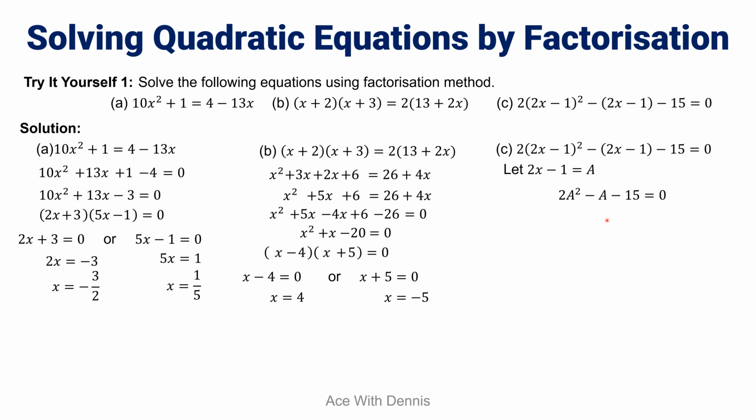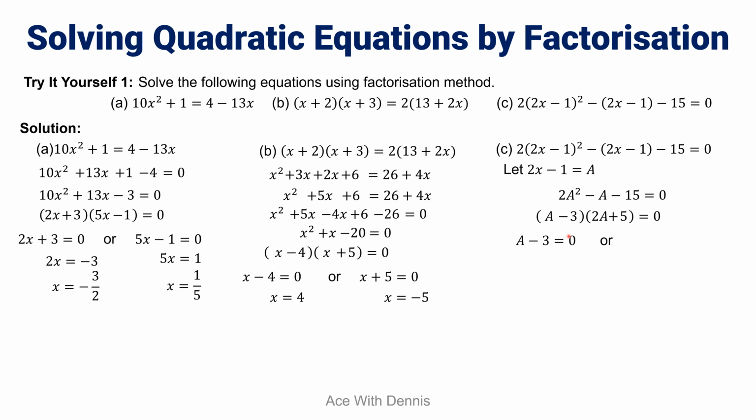Then this equation becomes 2a squared minus a minus 15 equals 0. So now this equation is actually still in quadratic form, so we can factorize this quadratic expression. Write down the two brackets. Then a times 2a, I will get 2a squared. And for 15, 3 times 5, I get negative 15. Then I put a negative sign here and a positive sign here, because negative 3 times 2a gives negative 6a, and 5 times a gives positive 5a. So negative 6a plus 5a, I will get negative a here.